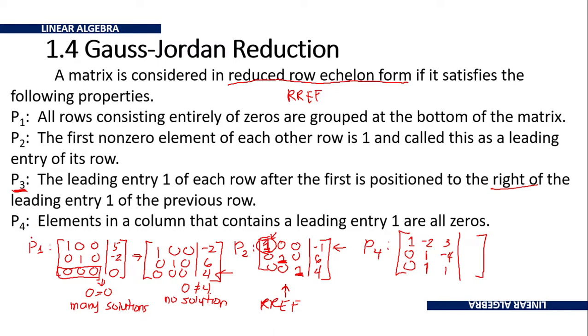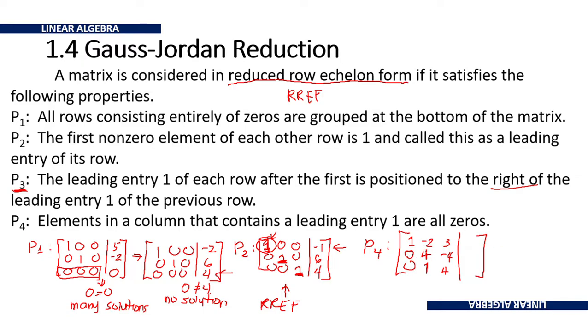property number 4, elements in a column that contains a leading entry 1 are all zeros. So, dapat daw yung may mga leading entry 1, hindi dapat ito. Dito sa P4 natin, for example, baguhin ko na lang tong 1. Gawin ko tong 4, gawin ko tong 4 din. Dapat wala siyang leading entry, so okay lang na kahit hindi 0 yung mga elements niya.